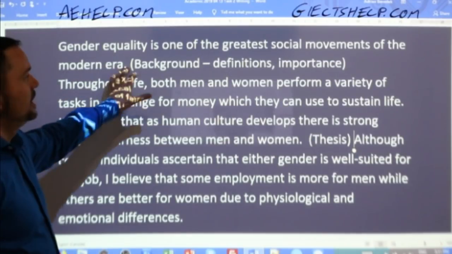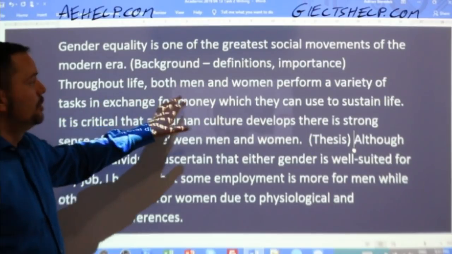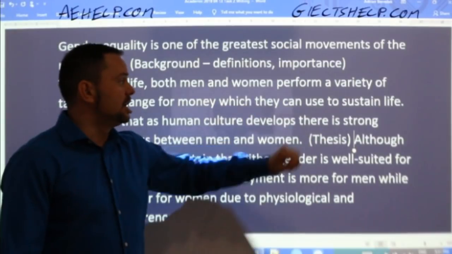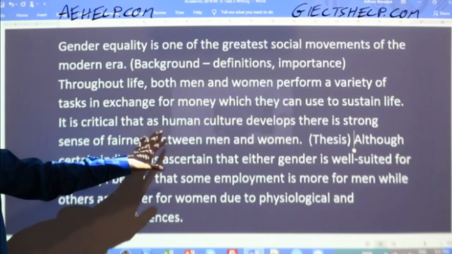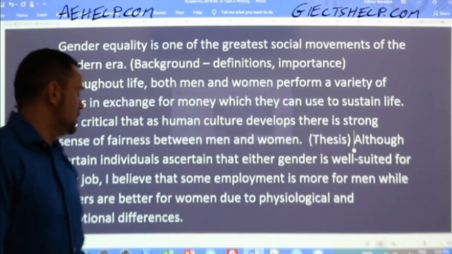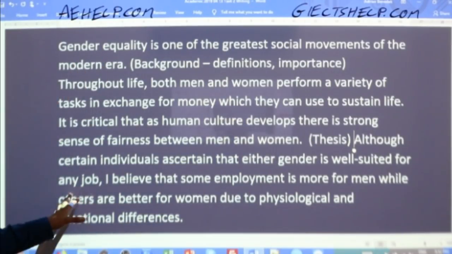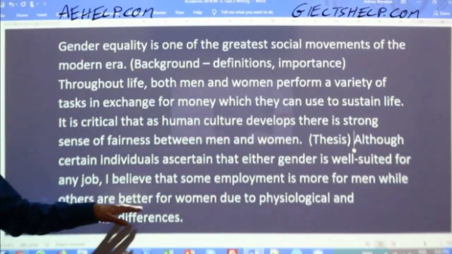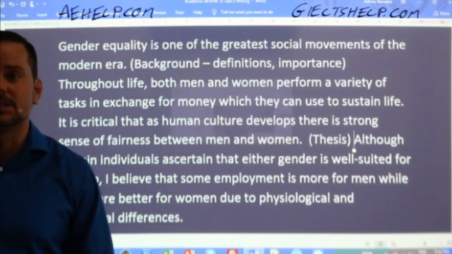All right, so here is the introduction. Gender equality is one of the greatest social movements of the modern era. Throughout life, both men and women perform a variety of tasks in exchange for money, which they can then use to sustain life. It is critical that as human culture develops, there is a strong sense of fairness between men and women. Although certain individuals ascertain that either gender is well suited for any job, I believe that some employment is more for men while others are better for women due to physiological and emotional differences.